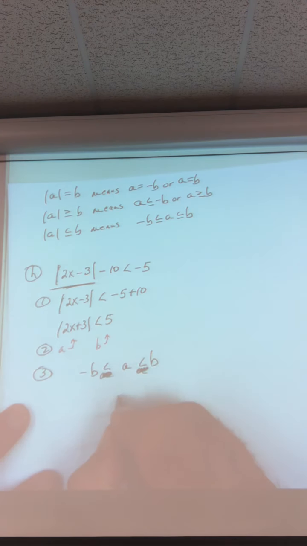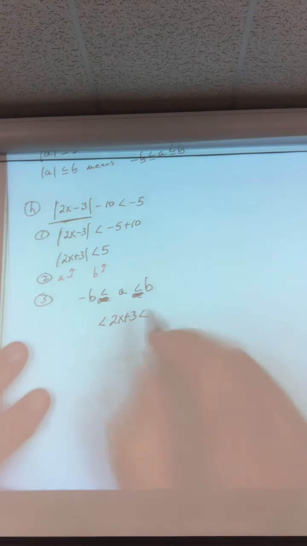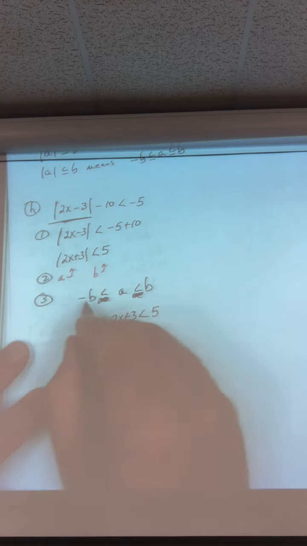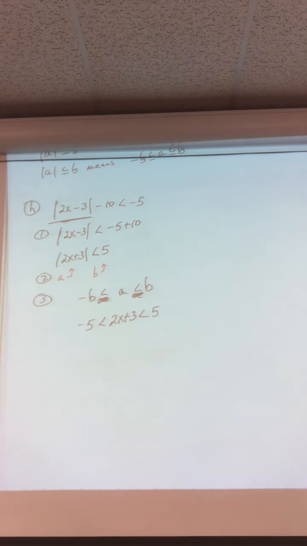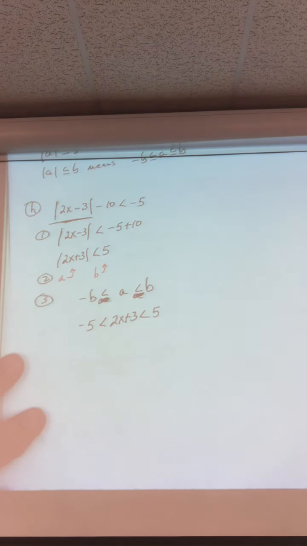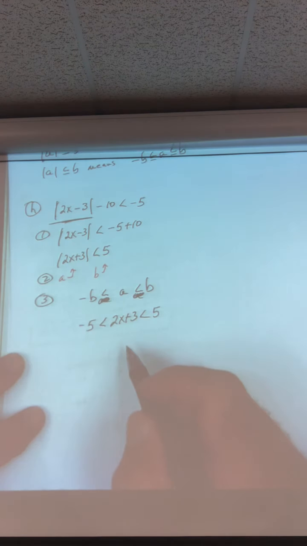Now replace A with 2x plus 3, taking off the equal to's. Replace B with 5, and it's negative. This is a compound inequality because it has two symbols. So formula 3 will always be a compound inequality. All right, how do we solve a compound inequality? You get the x by itself in the middle. All right, x is not by itself in the middle.